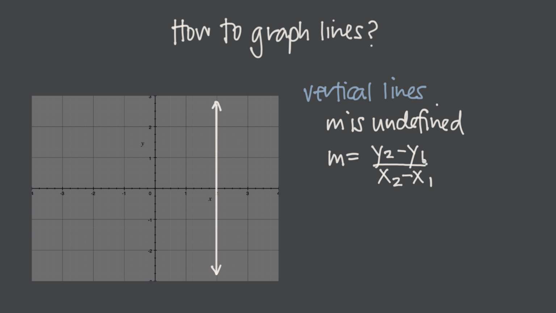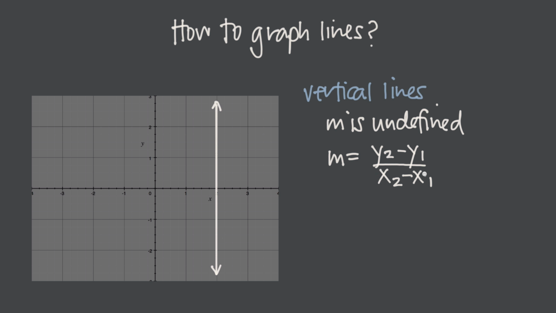Or you could think about it as change in y divided by change in x, or rise over run. The problem here with a vertical line is that x never changes. No matter where I go along the line, I'm always at x equals 2. If I'm right here, I'm at x equals 2. If I go up here, I'm at x equals 2. Or down here, I'm at x equals 2.